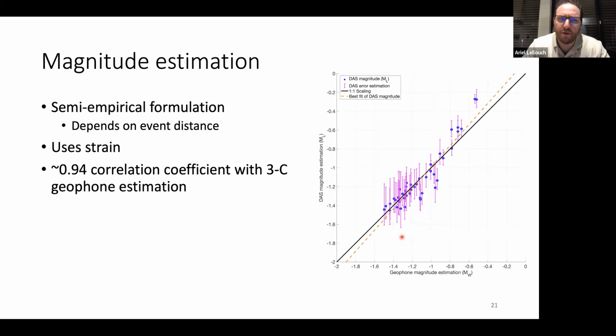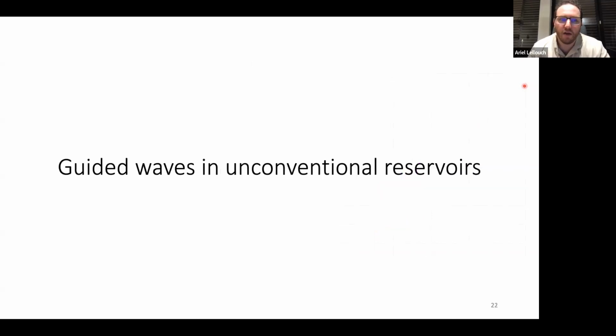This is like some sort of semi-empirical formulation that is based on strain directly. And we get a pretty good correlation between the magnitude estimated with geophone and the one estimated with DAS. So it's not a one-to-one, but it's pretty close. So we can also get at least reasonable magnitude estimations from DAS. So that was it about the vertical part.